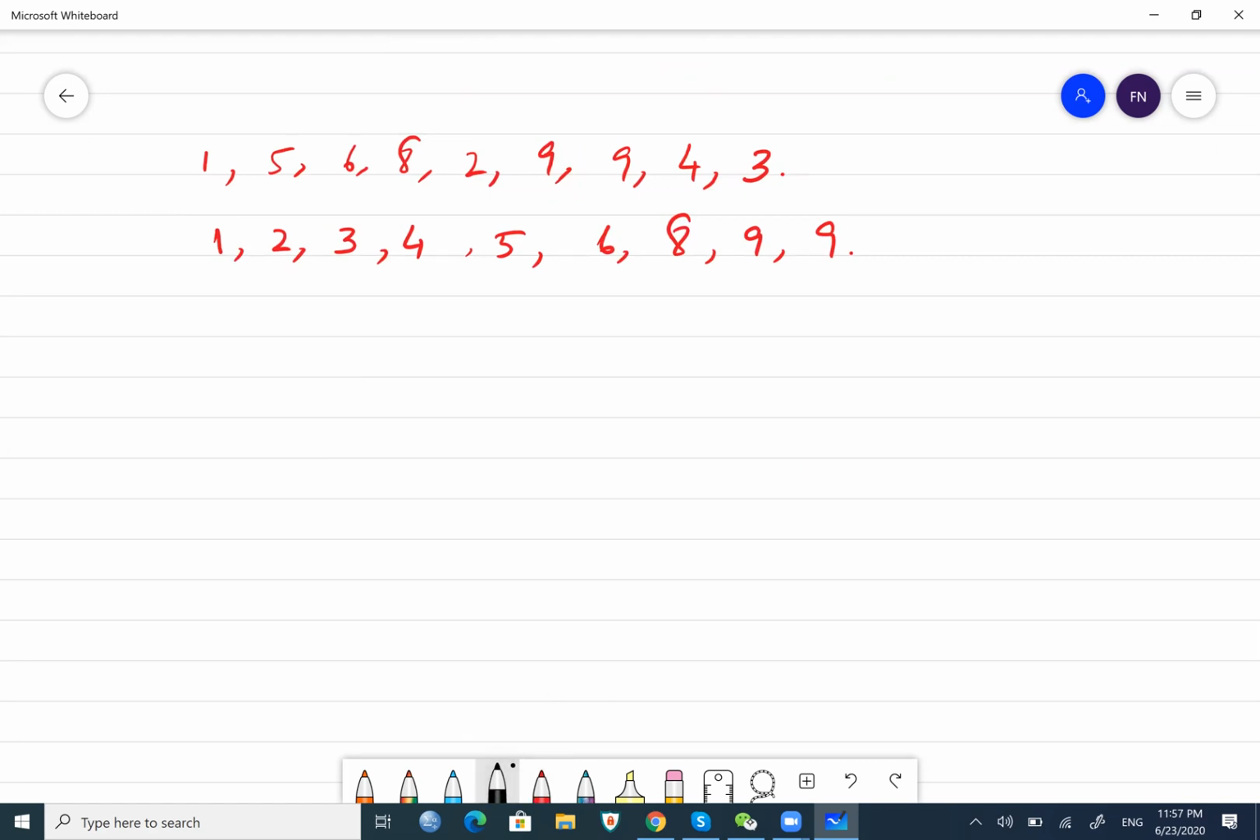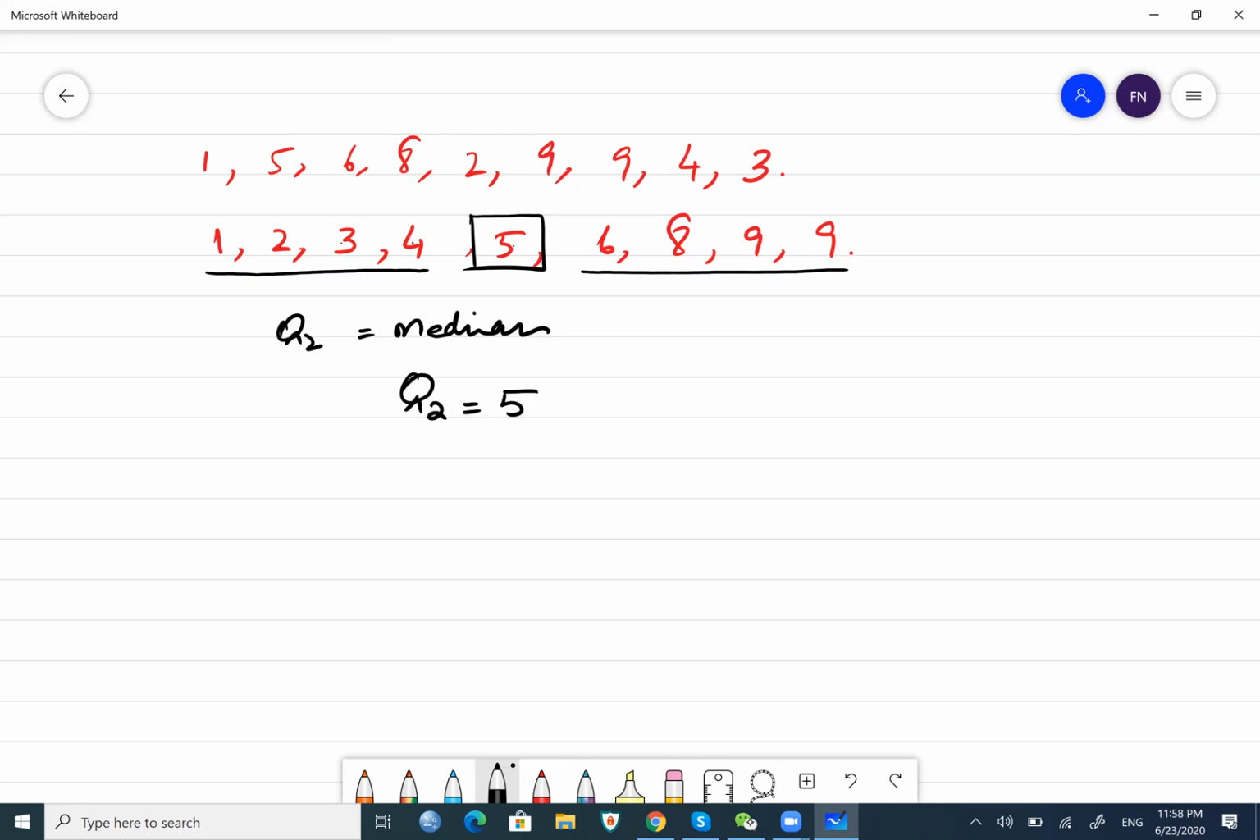Q2 is equal to the median. How many numbers? 1, 2, 3, 4, 5, 6, 7, 8, 9. There are 9 numbers. So 4 would be on the left side, 4 would be on the right side. So that is our median, which is also Q2. So Q2 is 5, which is also the median.